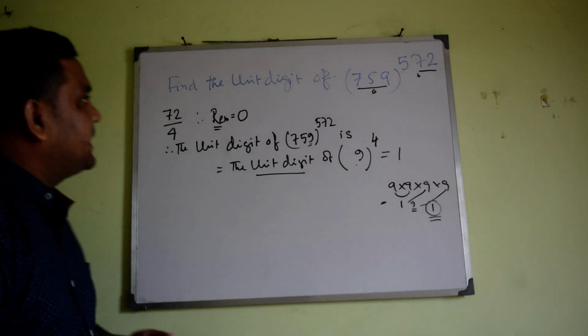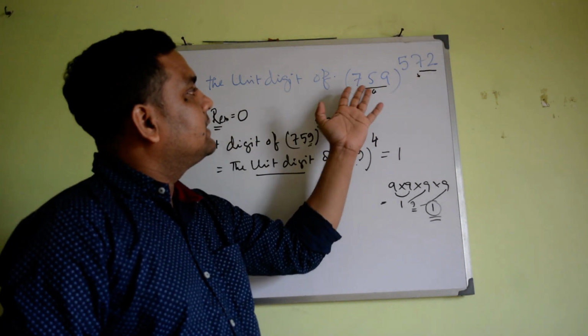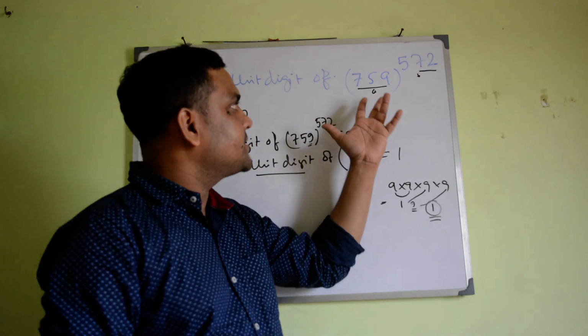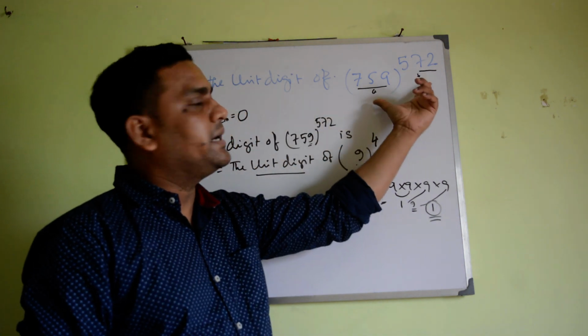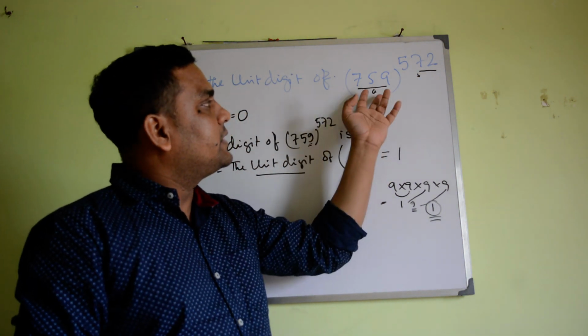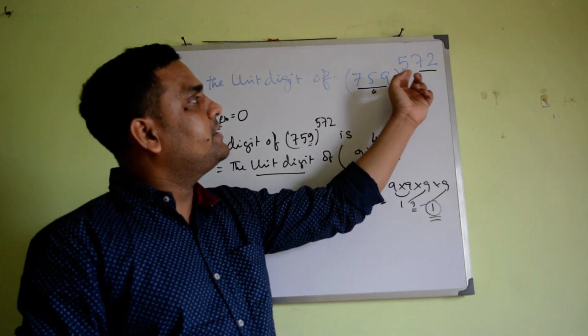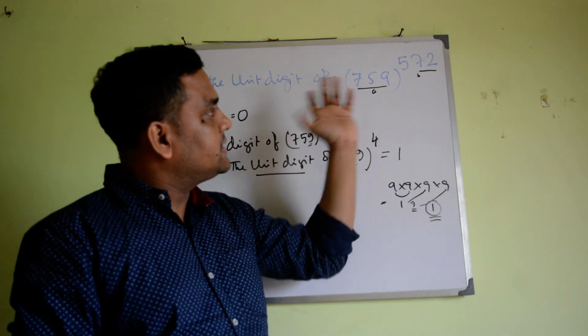Again I explain. It's very simple. So let's say that is your number. You want to calculate the unit digit of that particular number, A to the power B. So what is your A? 759. What is your B? 572. So what is our working formula?